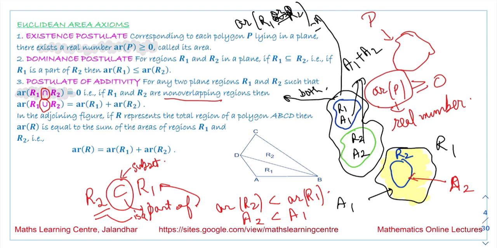The same thing is represented in this figure. We have one figure A, B, D, and a second figure D, B, C. The first one, A, B, D, has area R1, and the second one has area R2. Then the total area of this region will be the area of R1 plus the area of R2.